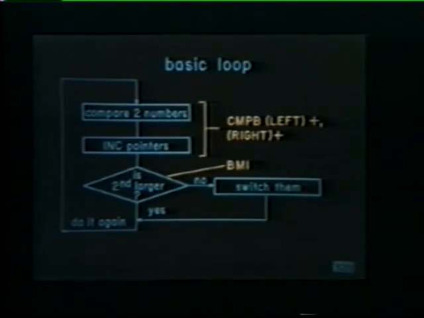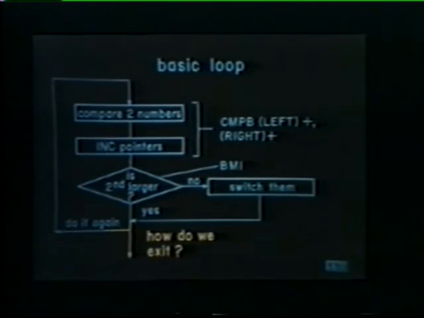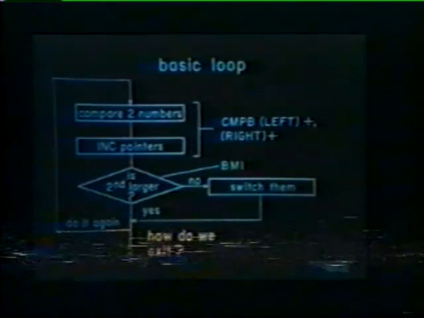This then is the flow diagram for our basic loop. We use the compare byte instruction with the auto-increment addressing mode to compare the two numbers and then move both pointers. This is followed by a BMI instruction, which tells us whether we should switch the numbers around or not. Regardless of the outcome of the BMI instruction, the program branches back to do it all again for the next two numbers. There's only one problem with this basic loop.